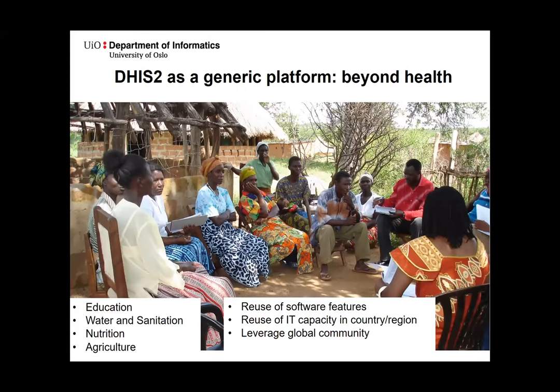funded, is actually to look at DHIS2 as a generic platform, which we do, but then beyond health, and to look at how we can reuse the software features, and how we can reuse the IT capacity in the countries, in the region and in the HIS groups. And of course, since we're now talking to the global community, also leverage the global community to look at how we can support government and the e-government platform. Today we will talk about education, but we will also talk about water and sanitation. And talking about education, nutrition is also important.